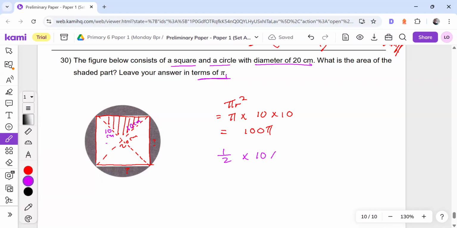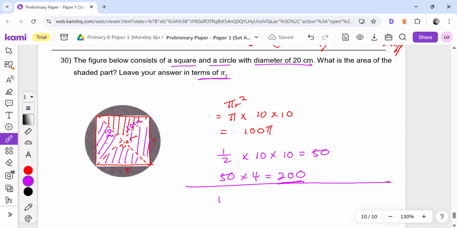Half times base times height. You get 50, which is the area of one triangle. So if there are four triangles, then 50 times 4. So that will be 200. That's the area of the square already, because the square is made of four triangles. So the square area is 200 cm square. Then how do you get the shaded part? Take away method. Circle area minus square area. Right? Circle area minus square area, and you get the shaded area.